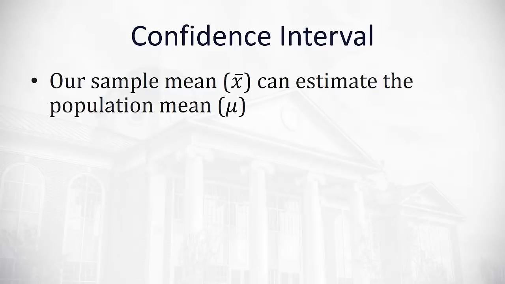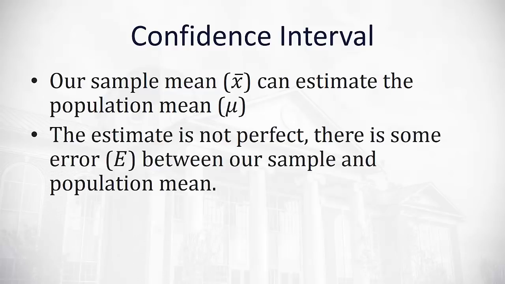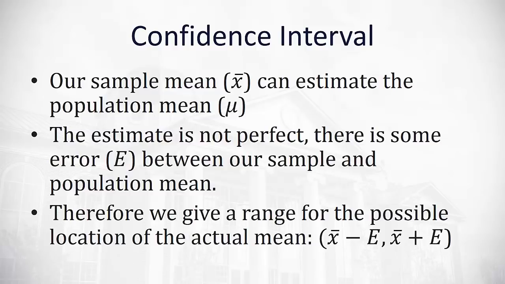When we're saying we want a confidence interval, what we mean is our sample mean is being used to estimate the population mean. However, this estimate's never perfect because we didn't sample everyone. There's some error between our sample and the population mean. So we're going to give a range for the possible location of the population mean. We'll get that range by subtracting the error from our sample mean and adding the error to our sample mean. And we can be confident that our population mean is probably going to fall between those two numbers.